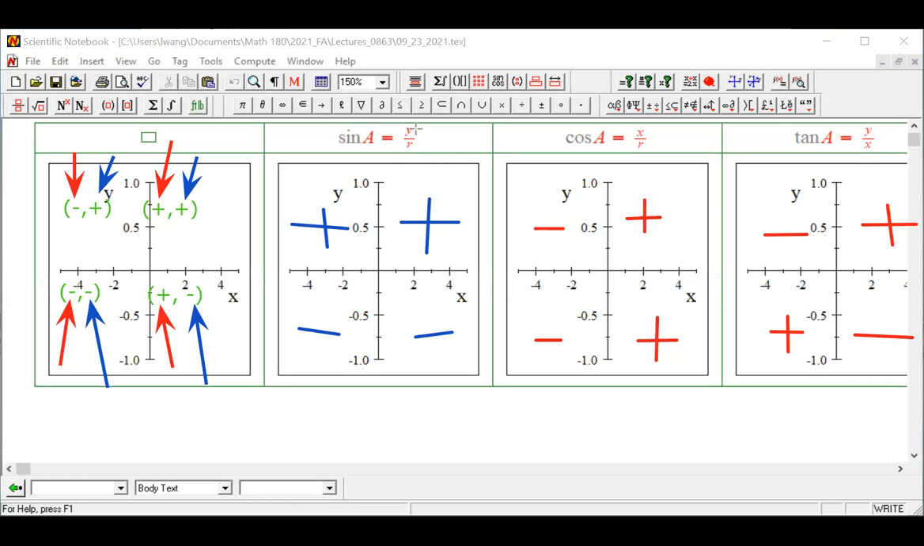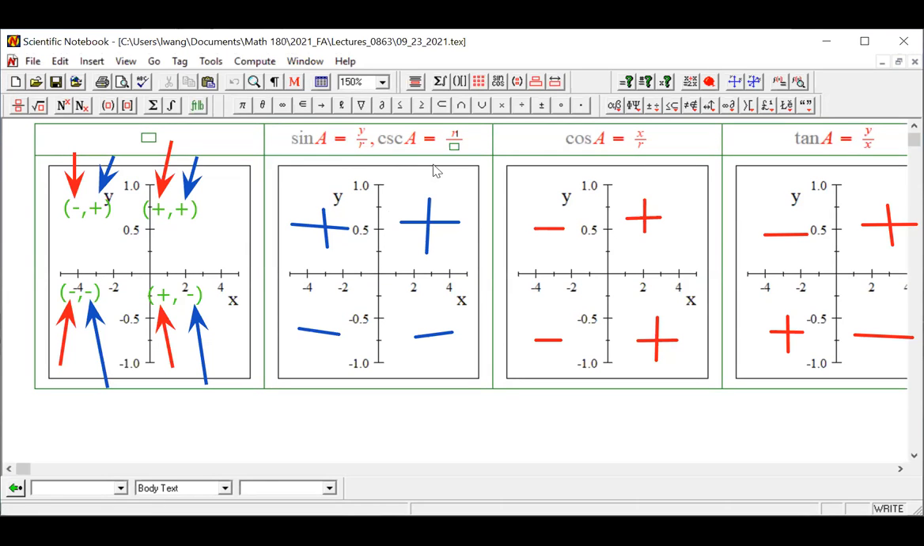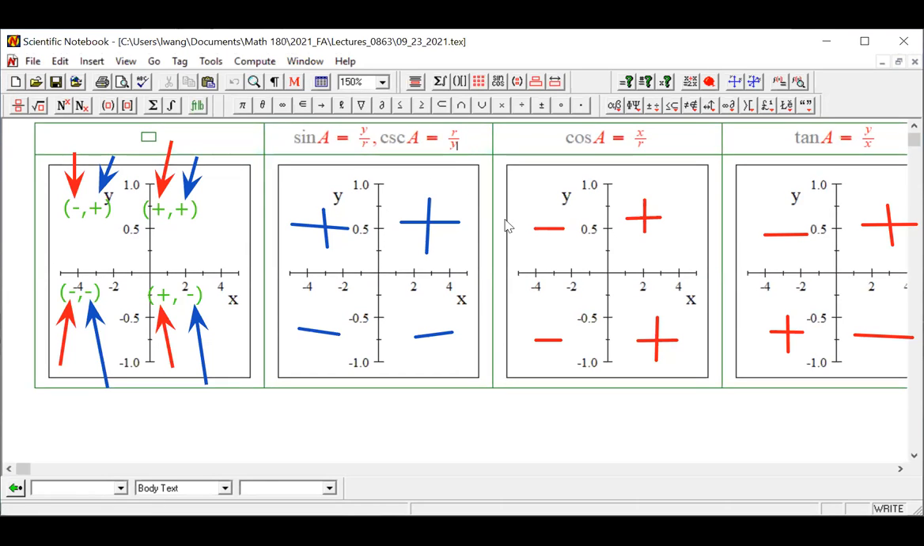Cosecant is r over y. It's a reciprocal of sine. So cosecant has the same sign as what? Cosecant has the same sign as sine, right? It's just r over y. Do you follow me? And secant of A is what?